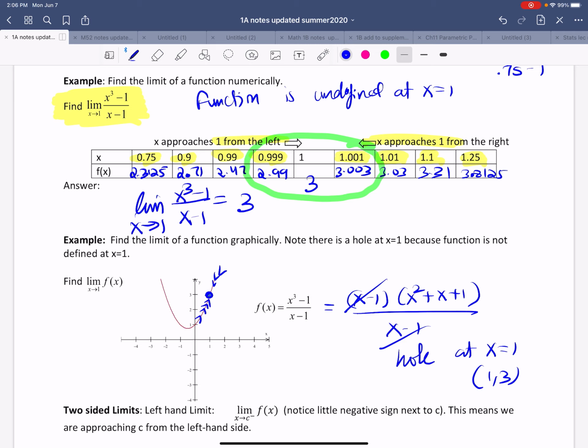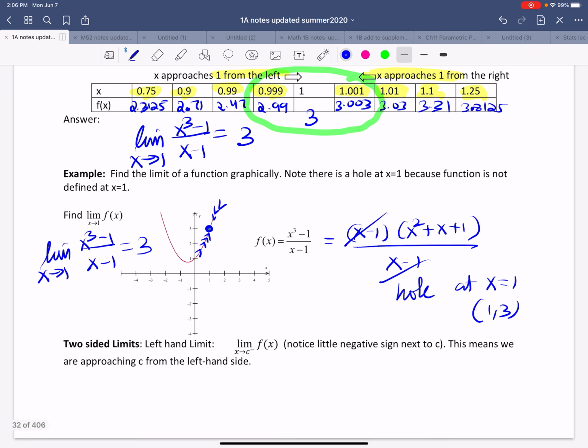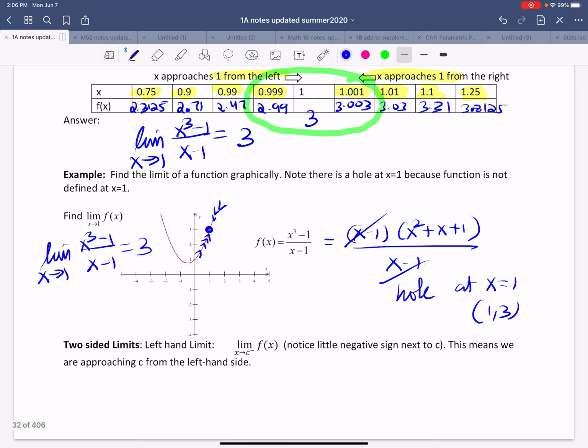Well, coming from the right hand side and coming from the left hand side, from both sides, the y value is getting closer and closer to 3. So we would say this limit, x approaches 1 of x cubed minus 1 over x minus 1, is equal to 3. In order for the limit to exist at a point, you must be approaching the same number coming from the left hand side and coming from the right hand side.